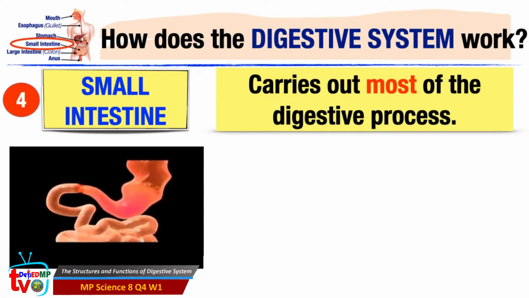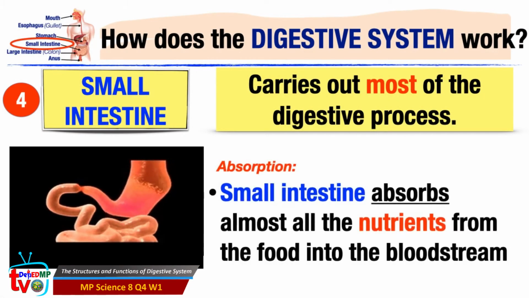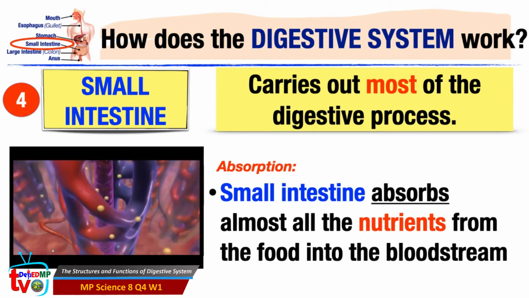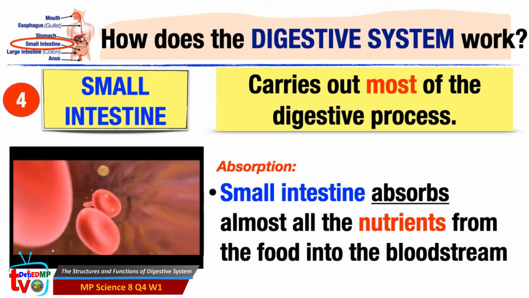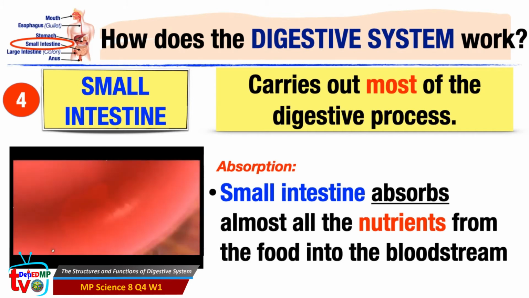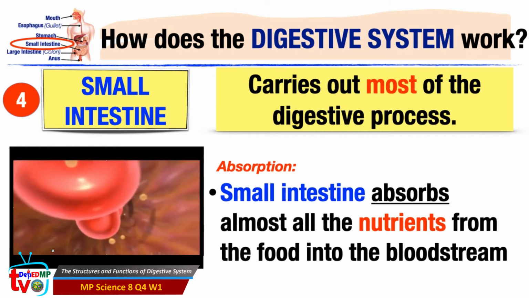Absorption also happens in the small intestine. The lining of the small intestine absorbs all of the nutrients from the digested food into our bloodstream. It is the blood that will transport the absorbed nutrients to the different parts of the body.